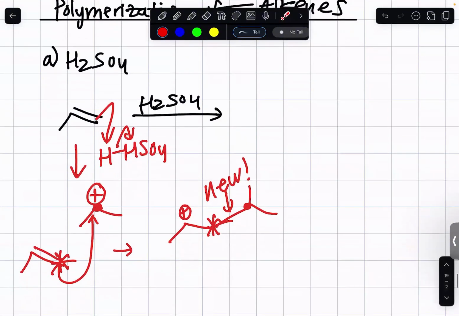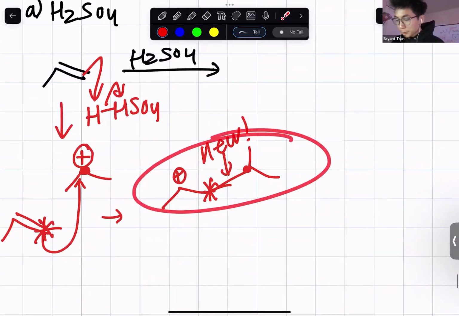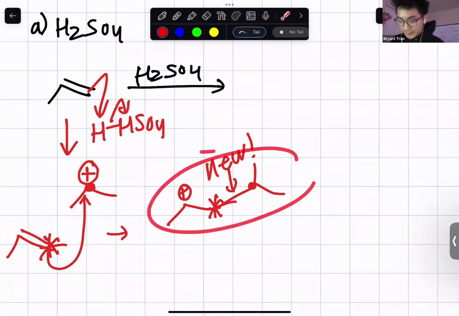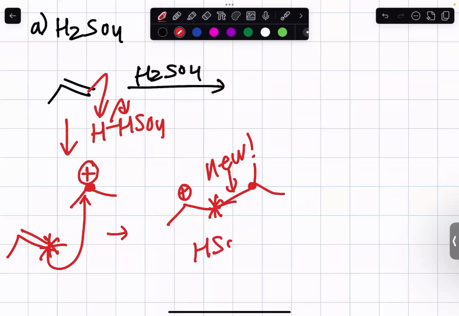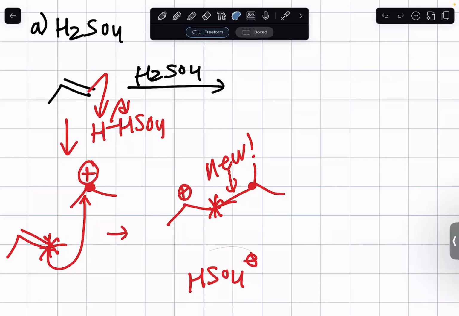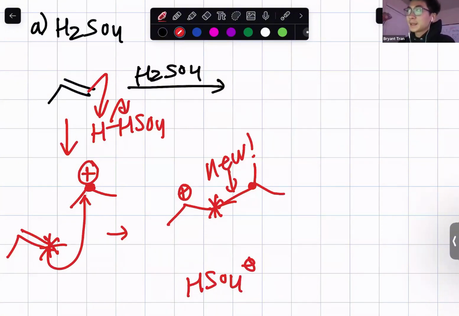Because once we have this carbocation right here, what is one way that we can make an alkene here? Once we have this carbocation and we have HSO4 minus floating around, what would they do to form an alkene? Think about an E1 type mechanism.